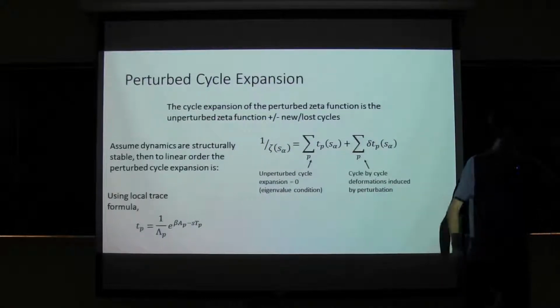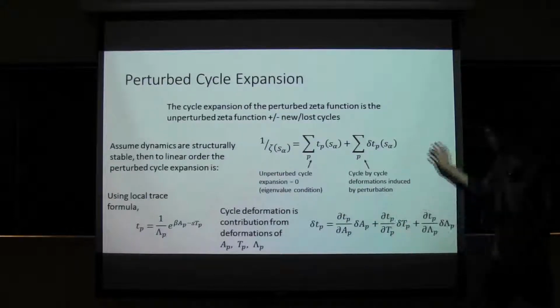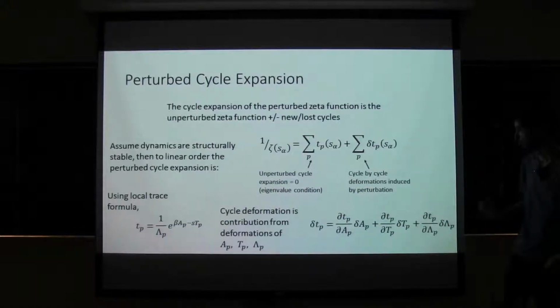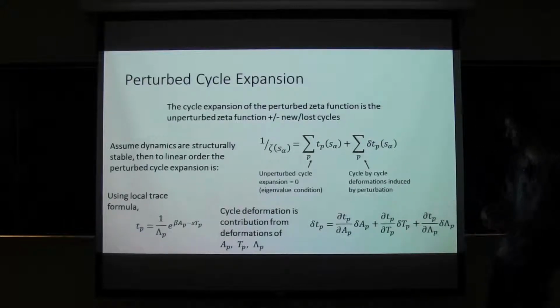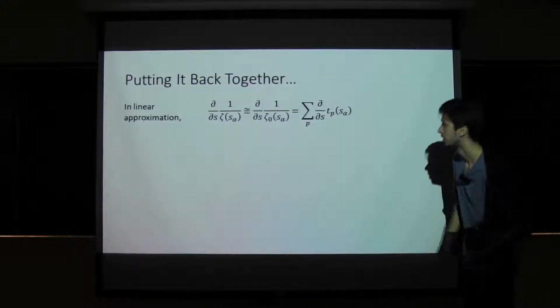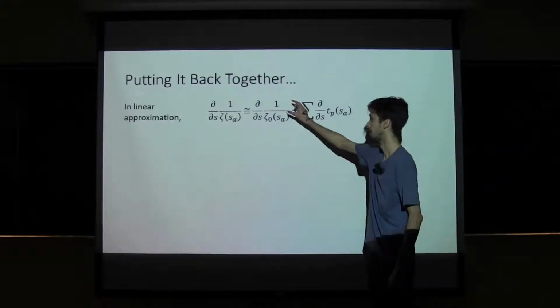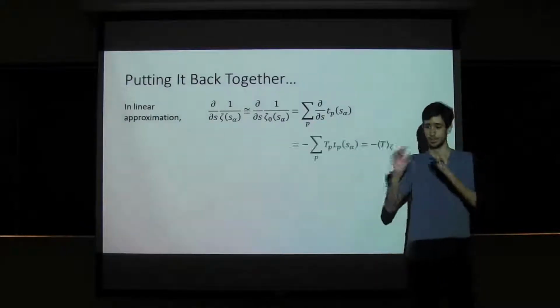And using the local trace formula, we can compute this small perturbation just by expanding in terms of small perturbations to this observable A, this mean cycle period, and the Floquet multipliers. And so now putting everything back together in the linear approximation, we can rewrite this as approximately the zeroth eigenvalue. Again, everything is linear here.